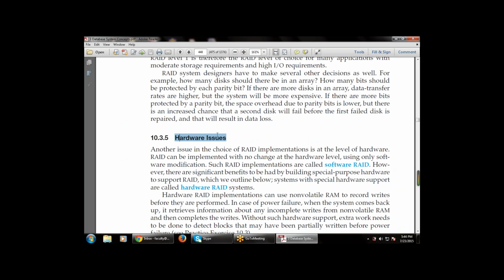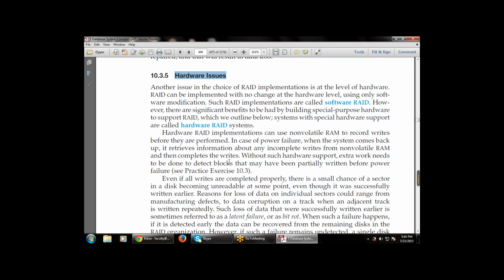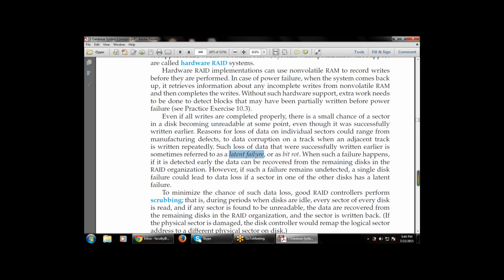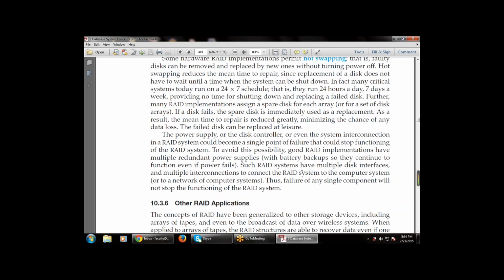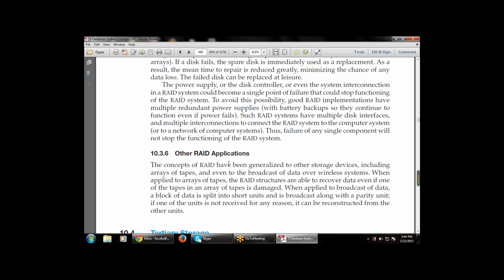Then next, what are the various RAID hardware issues that are available in the RAID. So there are multiple hardware as well as software issues that are available with the RAID, like latent failure and bit rot. To minimize the chance of data loss, RAID performs scrubbing, that is during the period when the disks are idle. Now, what are the various RAID applications? These include the array of disks, broadcast, and data.